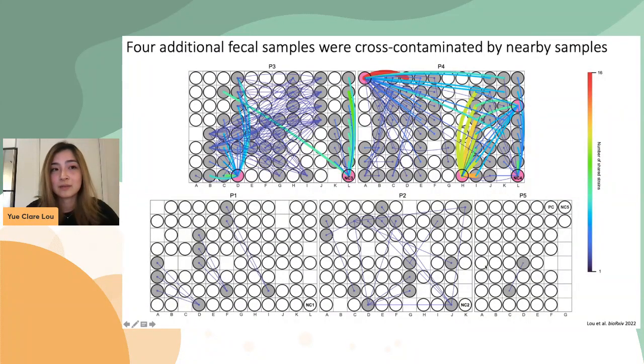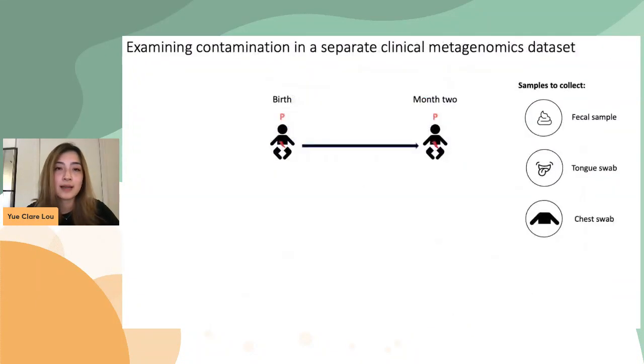these 3 plates. And with this kind of strain-resolved workflow, we were wondering how applicable such a workflow is to other metagenomics data sets. So we applied this workflow to a different preterm infant data set, and this data set is not published. For this data set, we had samples from birth until month 2. And besides fecal samples, this data set also had tongue swabs and chest swabs.